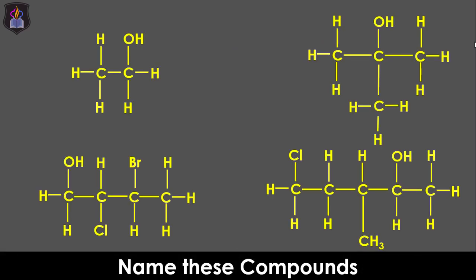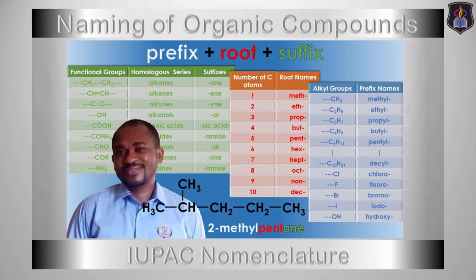Without much ado, let's name the following organic compounds. You may need to watch our video on the IUPAC nomenclature of organic compounds to have a better understanding of the general principles of naming any aliphatic organic compound. Click on the link in the description to watch it and our other tutorial videos.